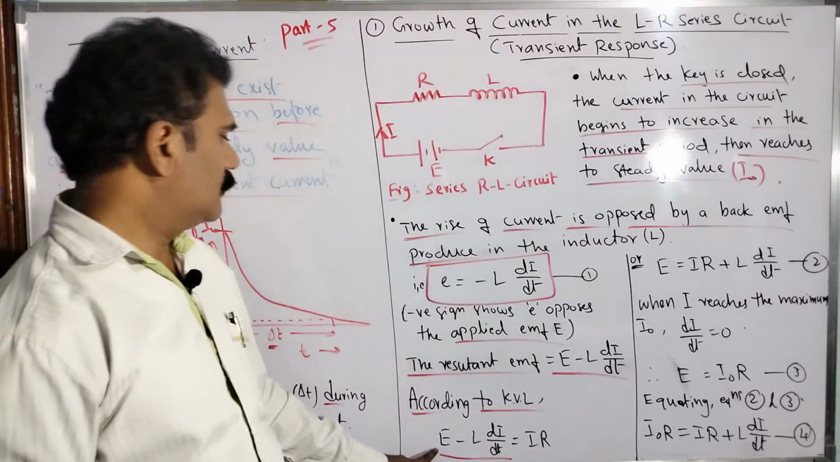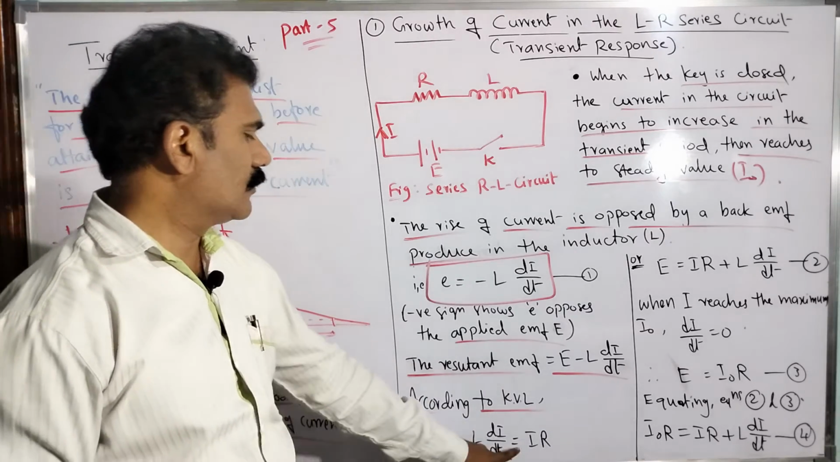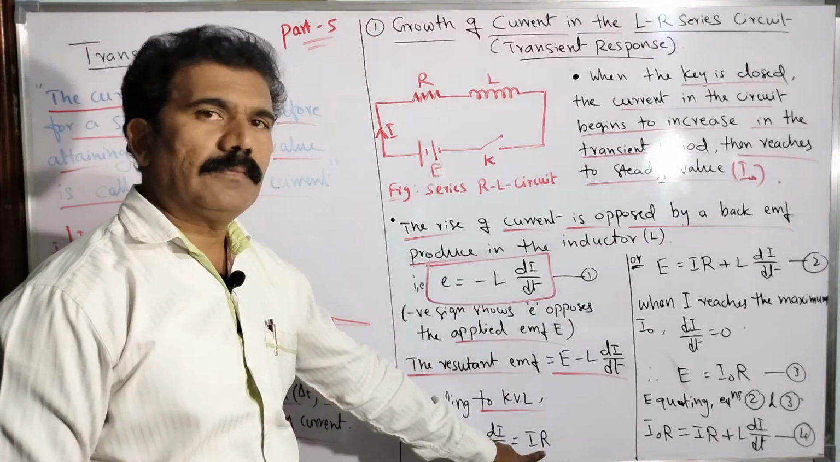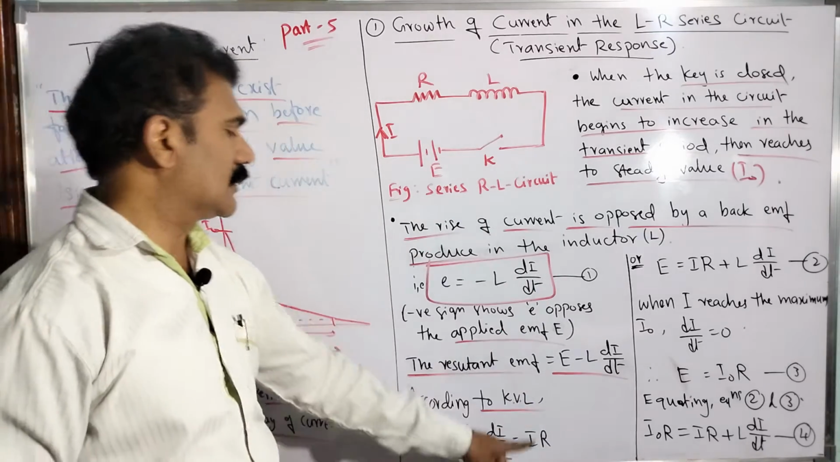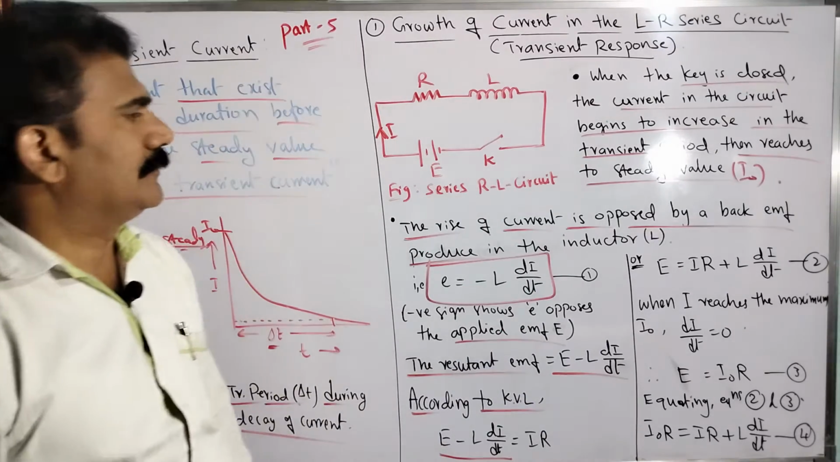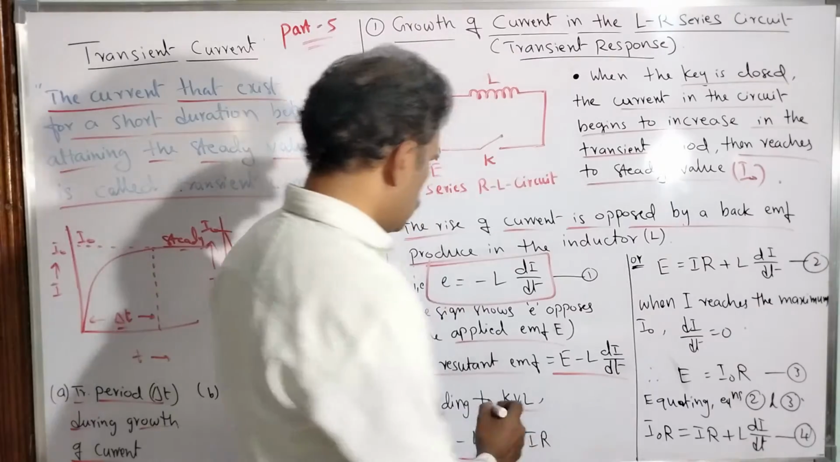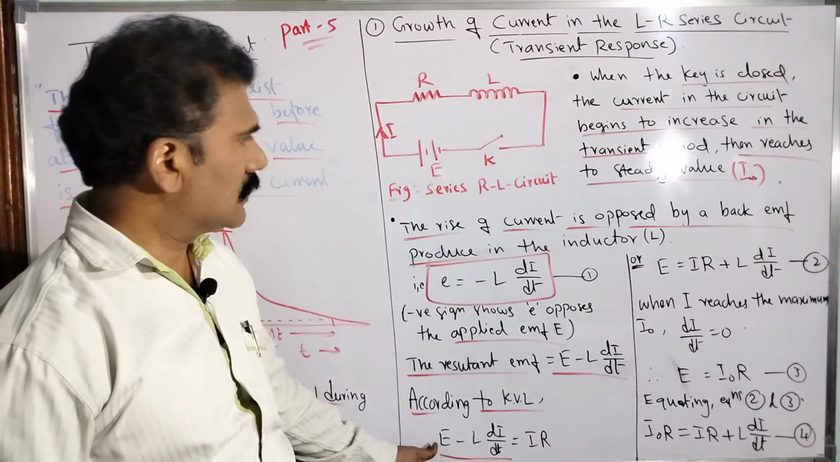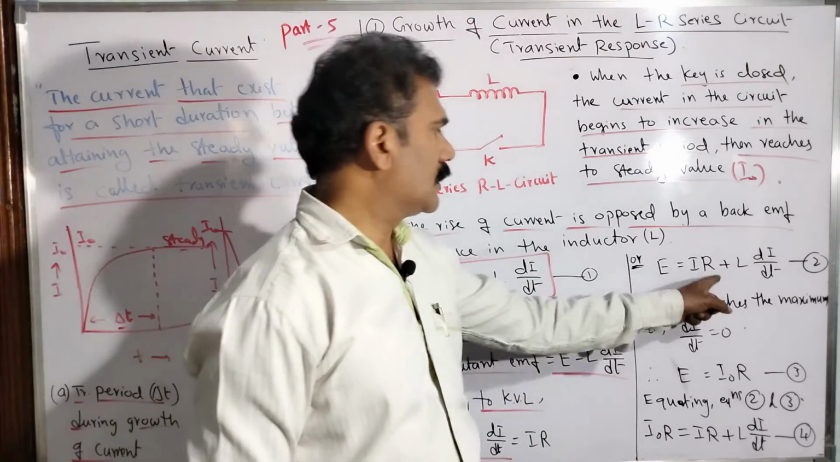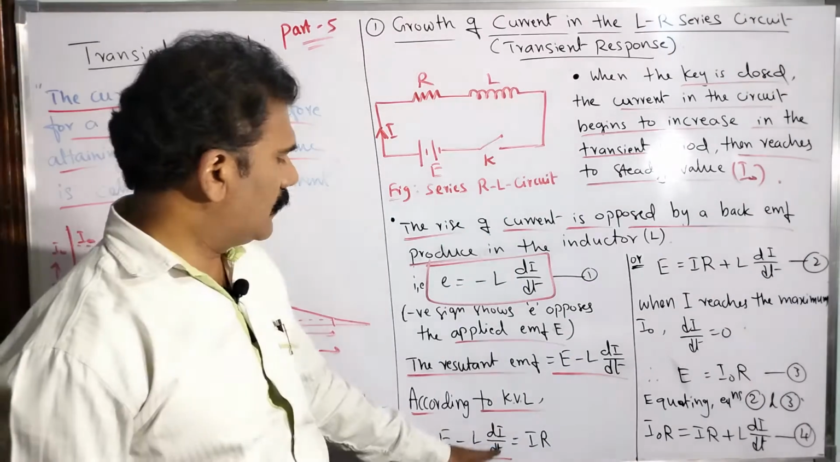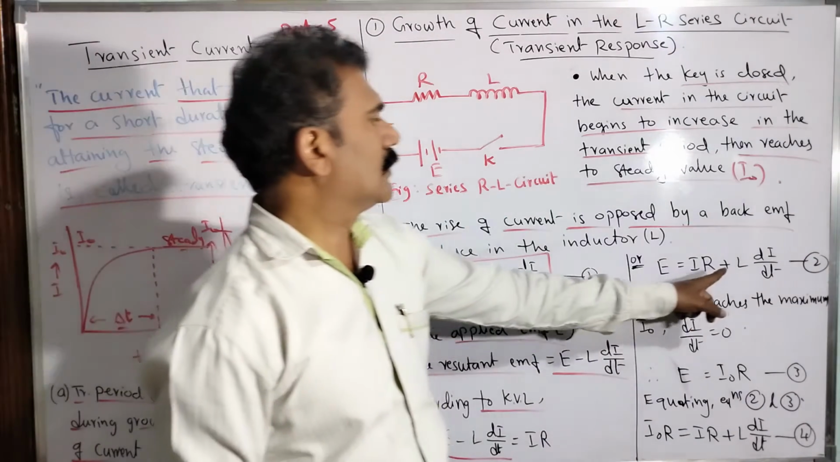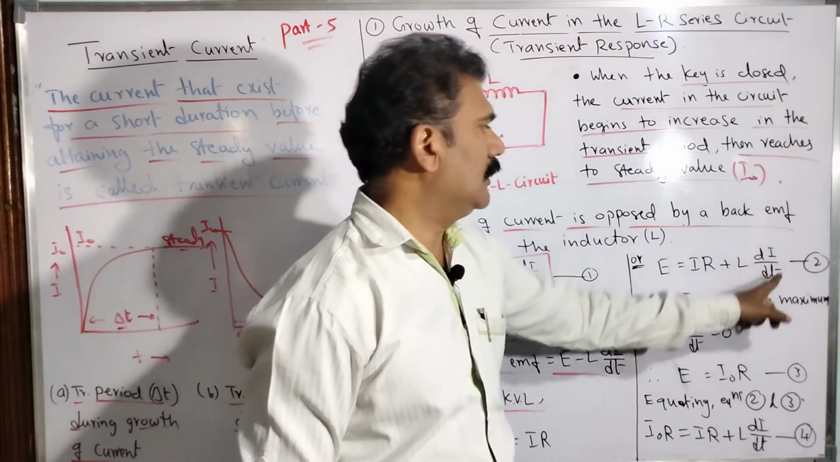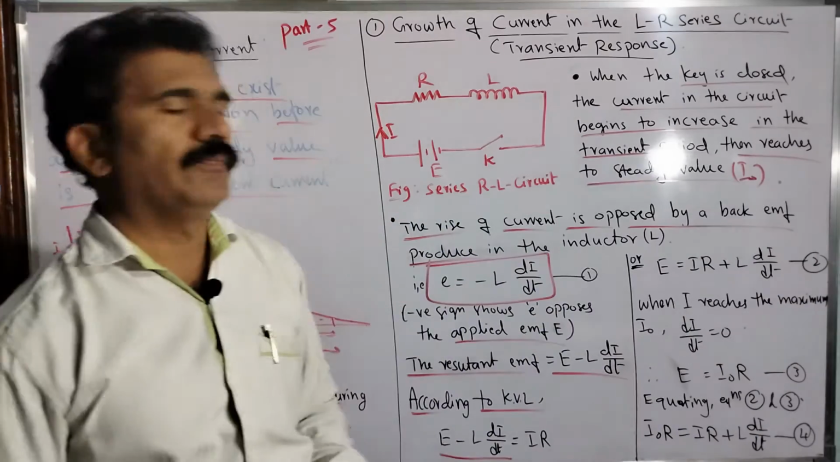So the resultant EMF is equal to the voltage drop across the resistor, that is I into R, according to the KVL law. Now by rearranging the equation, you can write E is equal to IR, and the minus L into di by dt, if you take it to the right hand side, becomes plus L into di by dt. Let it be equation 2.